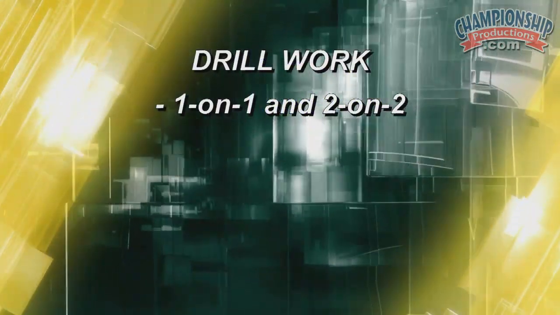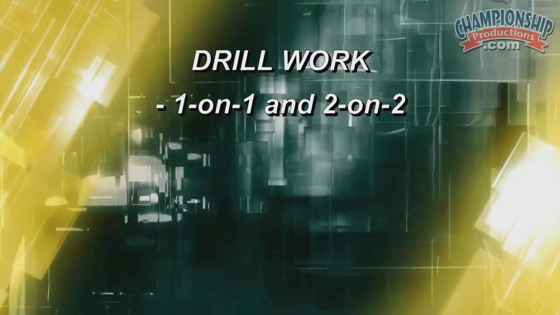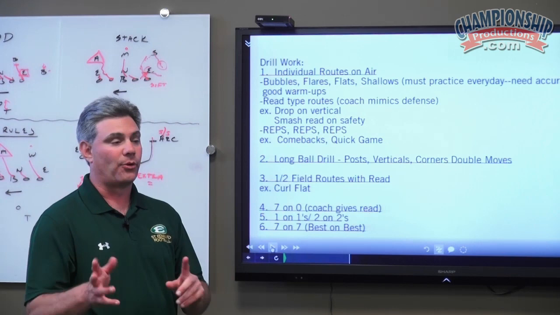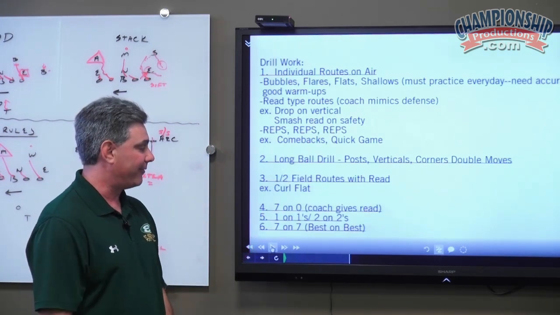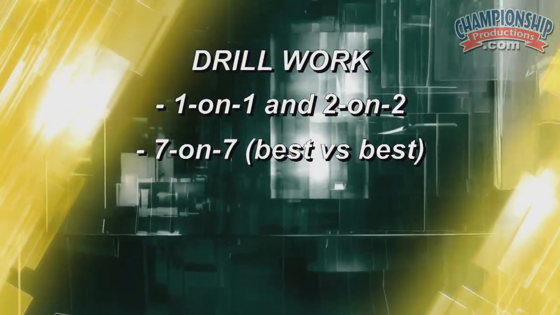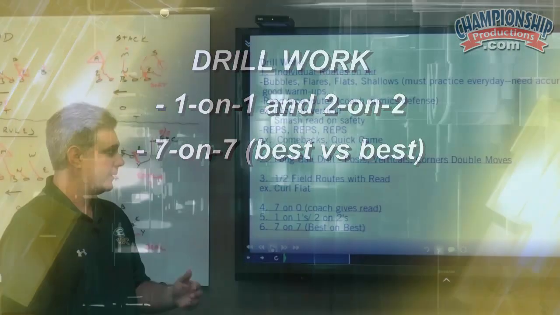Finally, we'll then go into against the defense with 1-on-1s or 2-on-2s. We particularly lately like 2-on-2s. You get more guys repping. So we got a safety and a corner playing against a slot and a wideout, running complementary routes on half the field. And then finally, we'll get into 7-on-7. And we want to put our best versus our best, our seconds versus our seconds for the most part.